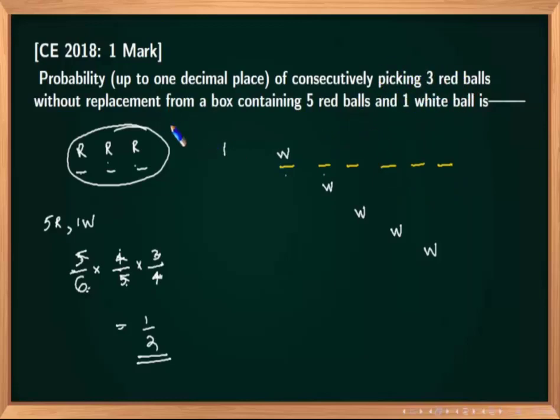But anyway, I believe that the expected answer will be 1 by 2, and the question must be interpreted in such a manner that you need to find the probability of picking red balls in the first 3 chances itself.